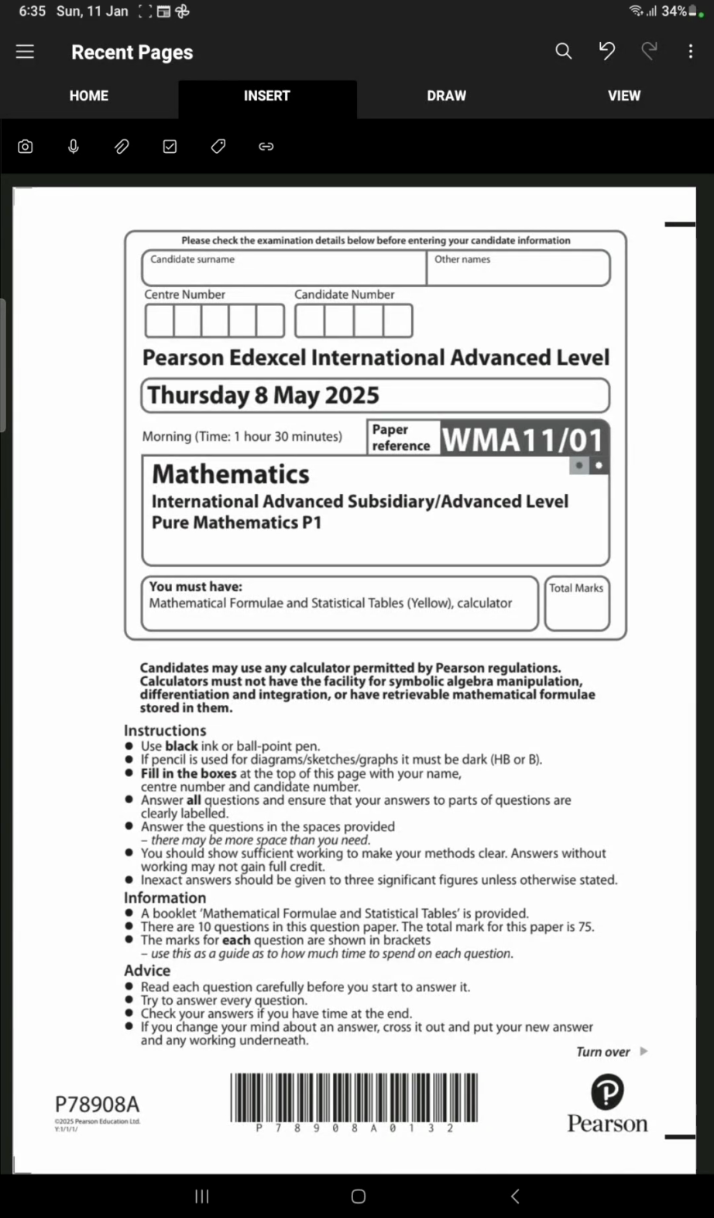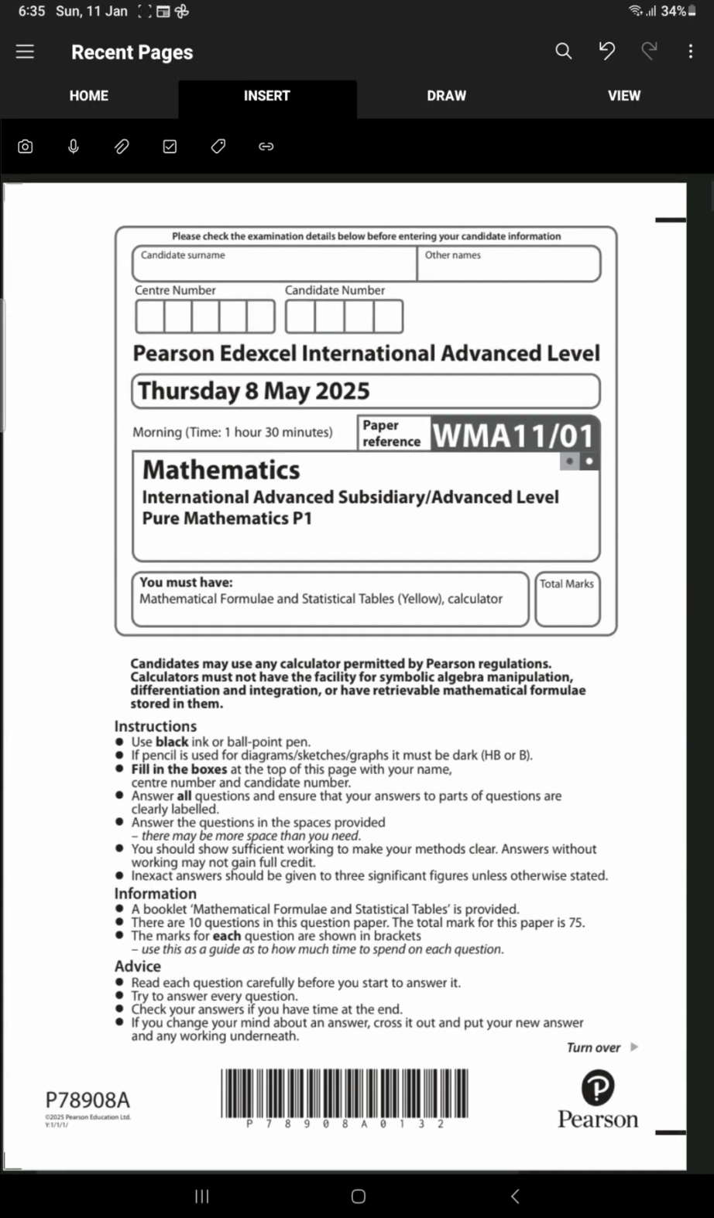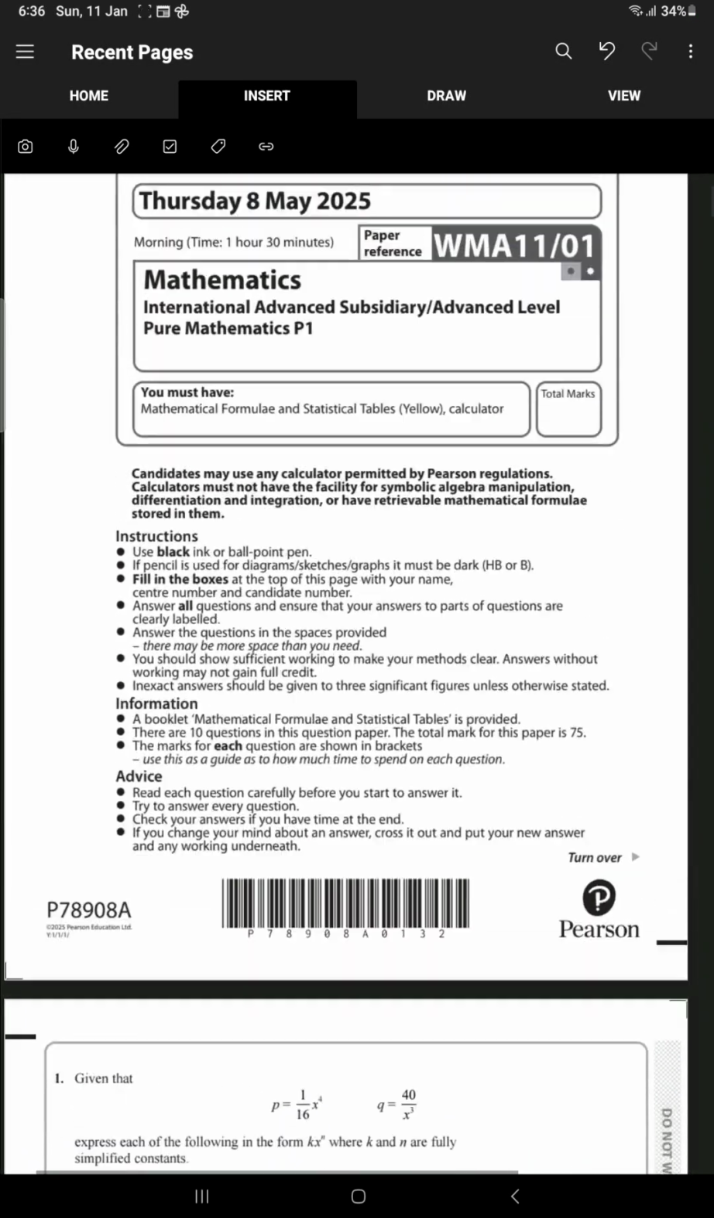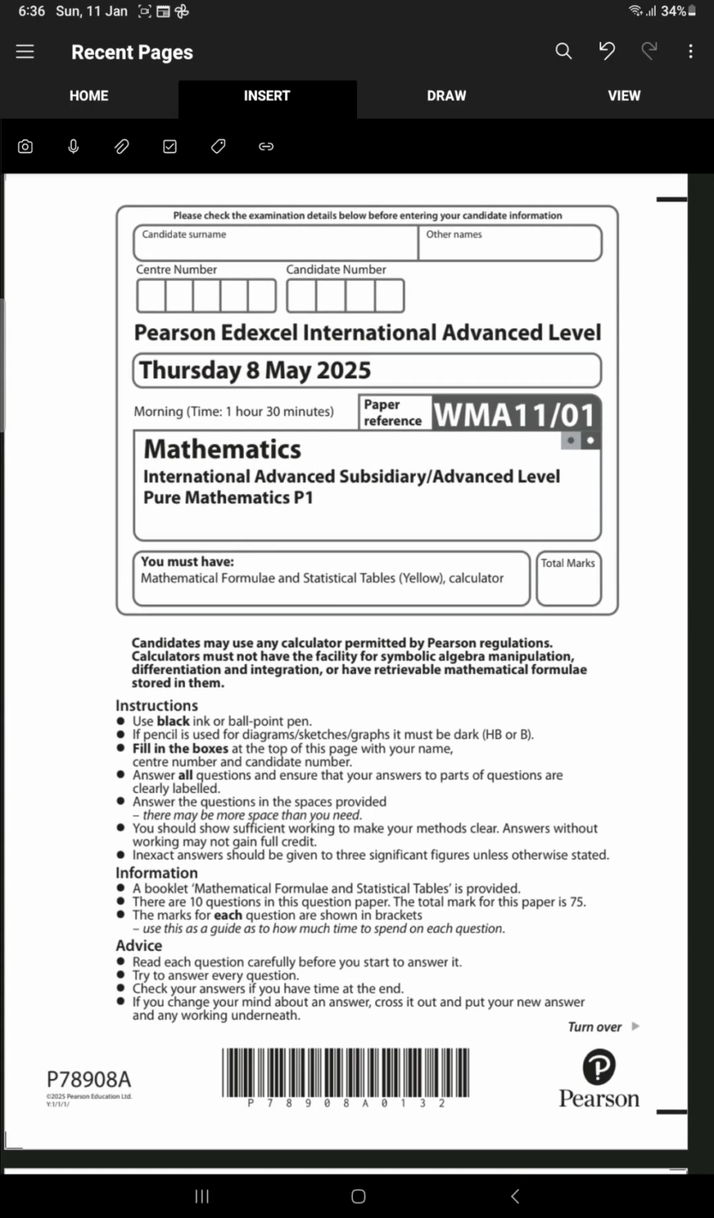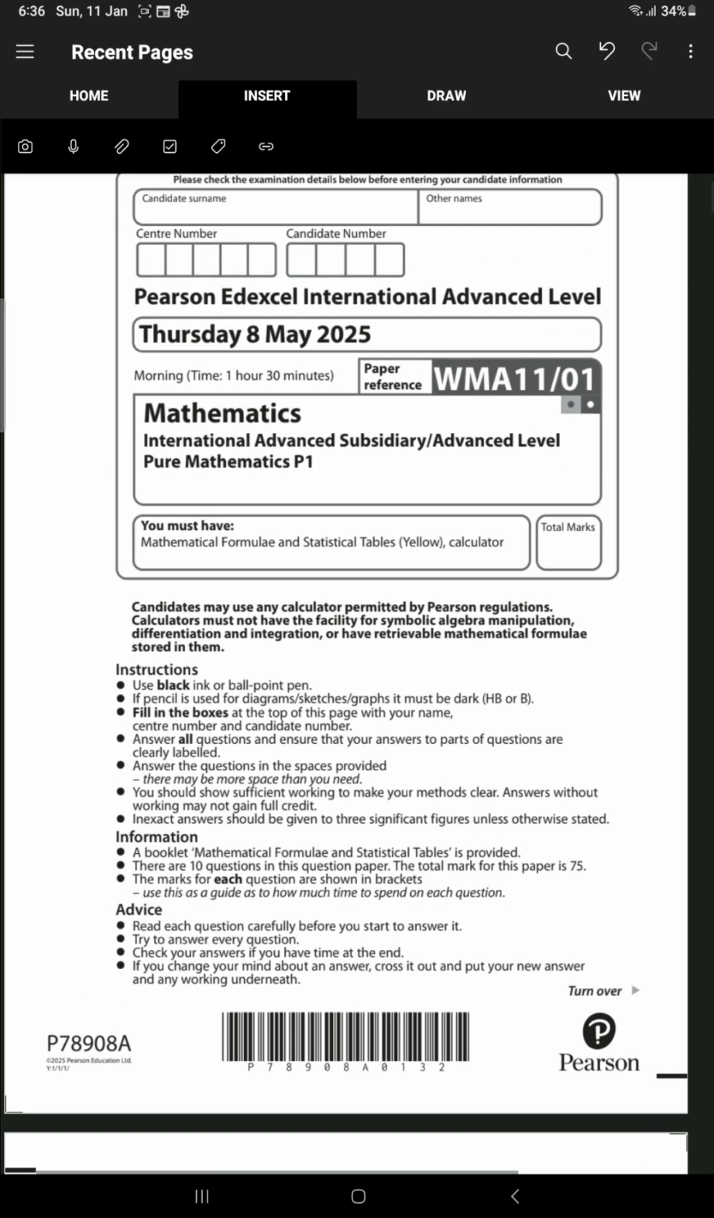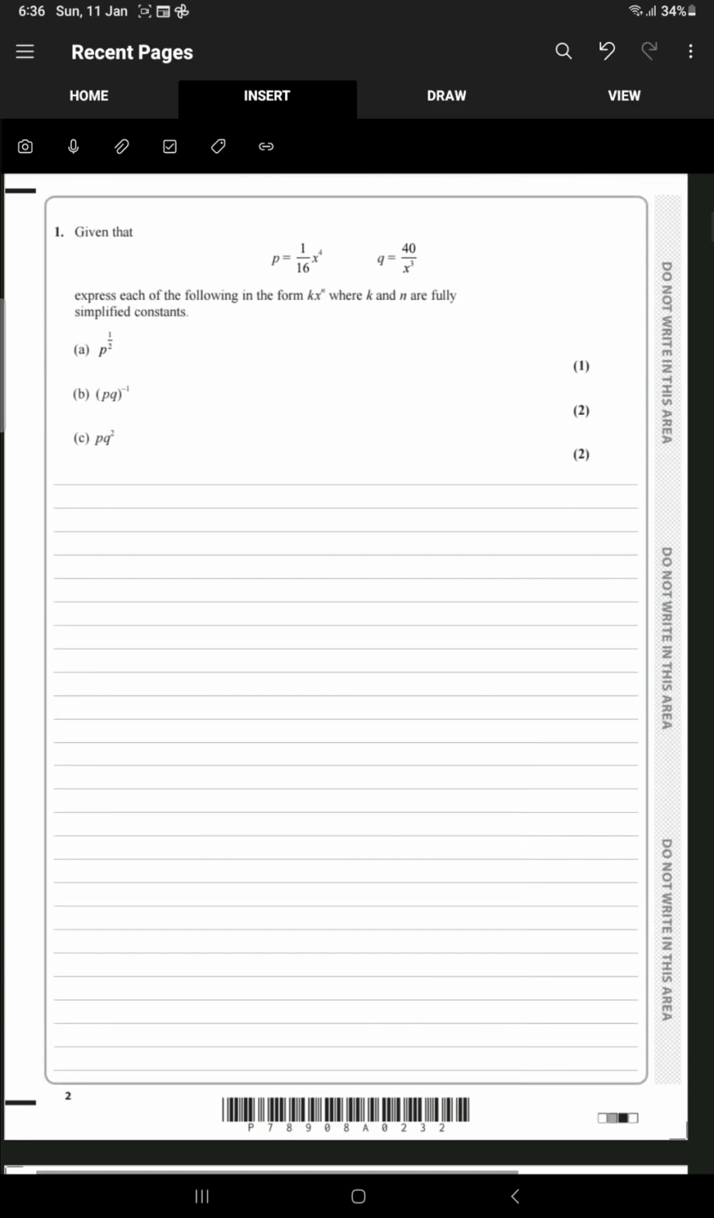Here we go. We have the IAL Maths 2025 past paper. There are 10 questions. The mark is 75. Okay, so let's get started.